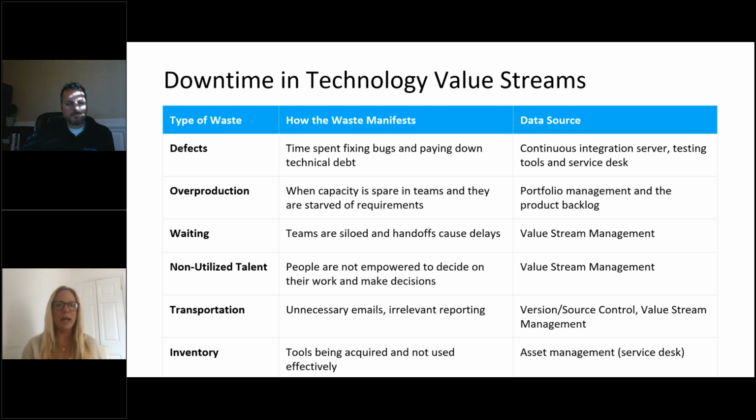We then ask ourselves, okay, so we know what a defect is, but how do we find data about it in order to make changes to it? In this case, defects, we'd expect our defects to sit probably in our CI server, maybe some additional data in our testing tools. And of course, our service desk is probably giving us some data around things like change fail rate and MTTR that might be useful at this point as well.